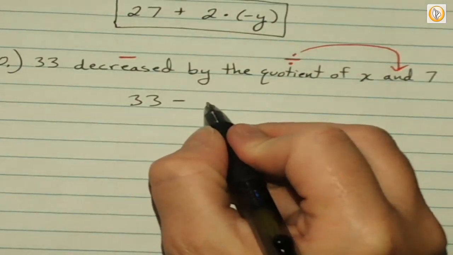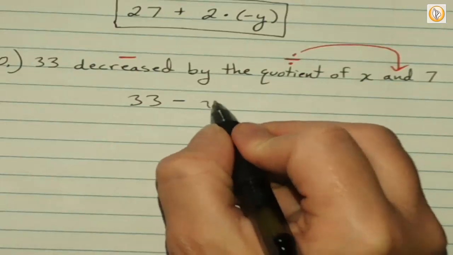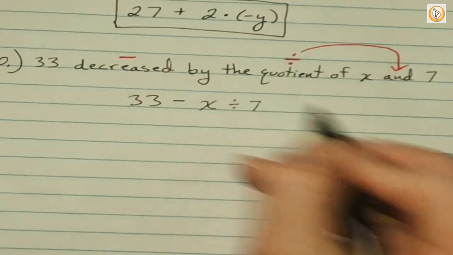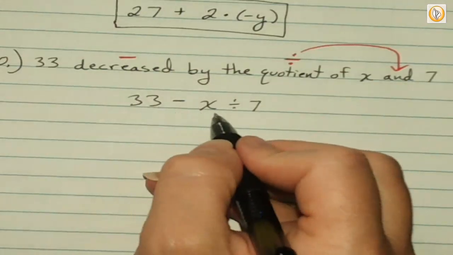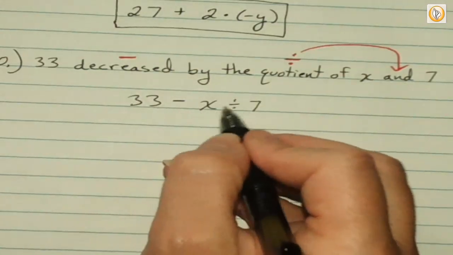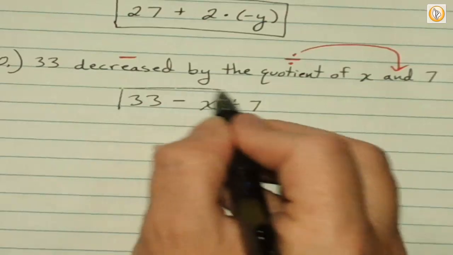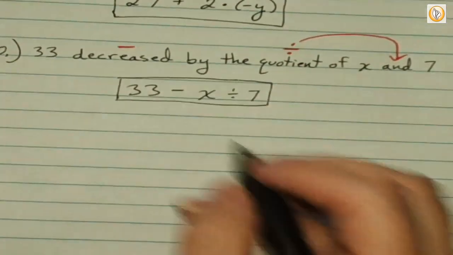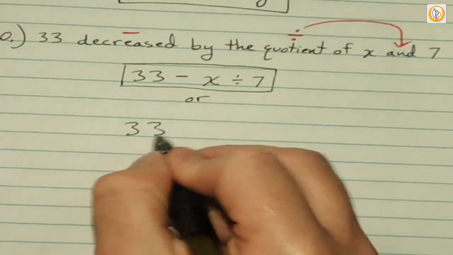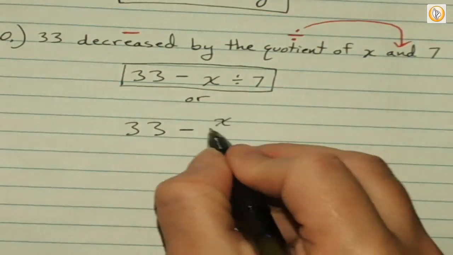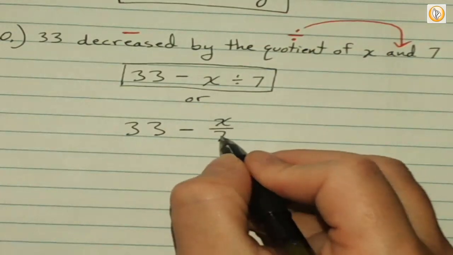Okay, so how would you write that? Just x divided by 7? I mean, that's okay because by order of operations, you would do this first, correct? But it might be easier. Wait, Joseph, is there another way of doing it? Okay, ooh, I like that. Minus x over 7, because x is being divided by 7.